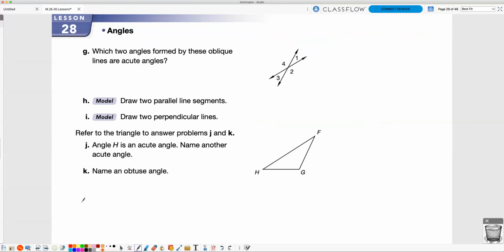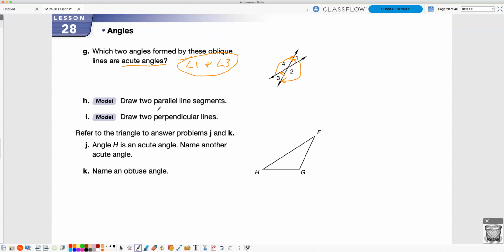Letter G here. Which two angles formed by these oblique lines are acute angles? So if you look at it, you can see there's either angle 1, 2, 3, or 4. And we're looking for acute angles. So those would be angles that are less than 90. Go ahead and answer that. If you said angle 1 and angle 3, that would have been the correct answer. You can see that these are smaller than 90, obviously, and these are larger. Angle 2 and angle 4 are very large angles.